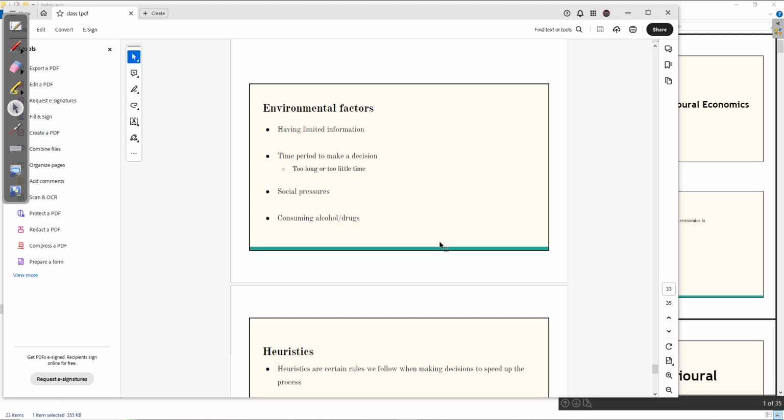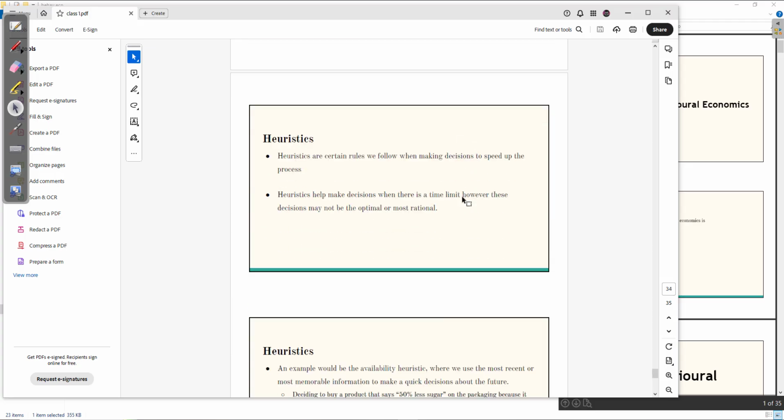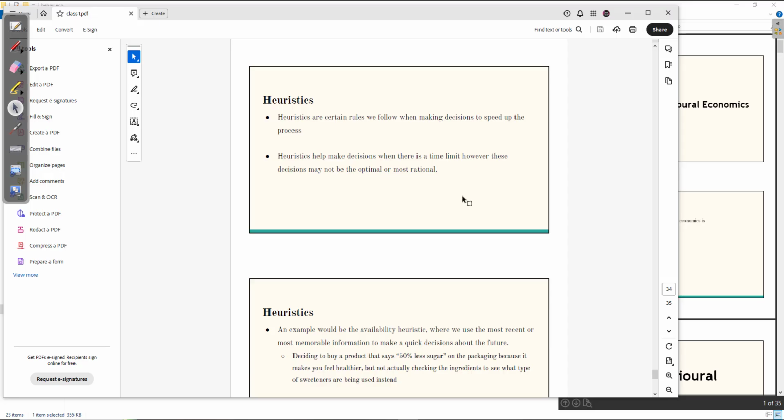Then there is the time period to make a decision: whether you have a lot of time to make a decision or you have to make a quick decision right now. Then social pressure is there. Consumption of drugs or something, if you are under the influence of something, that will influence your decisions.